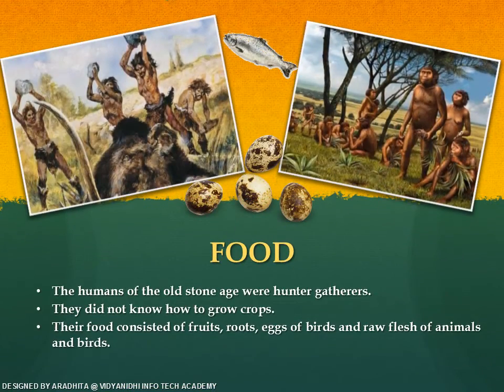Food. The humans of the Old Stone Age were hunter-gatherers. They did not know how to grow crops. Their food consisted of fruits, roots, eggs of birds, and raw flesh of animals and birds.